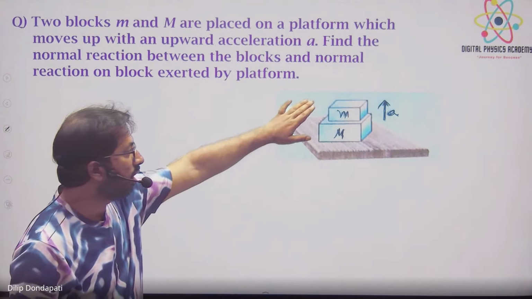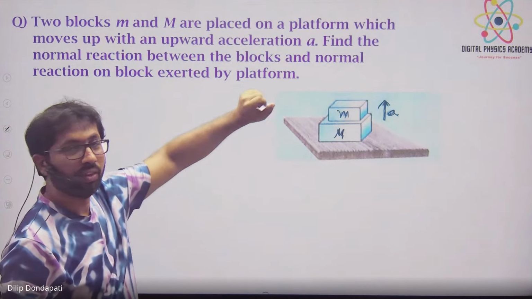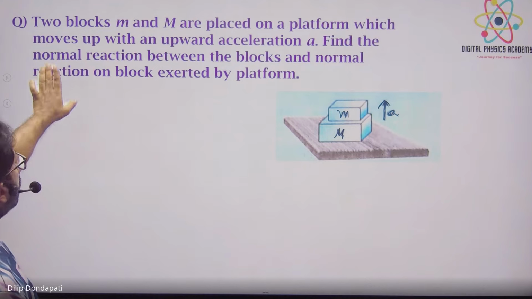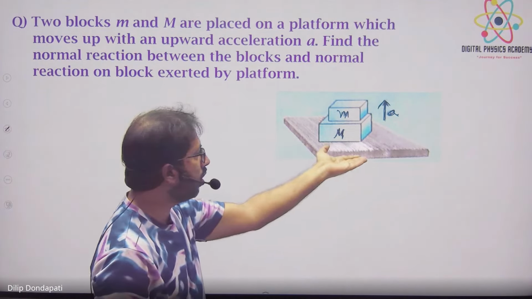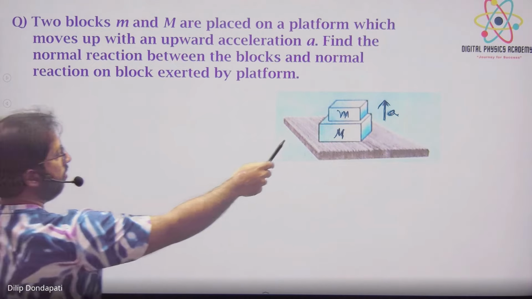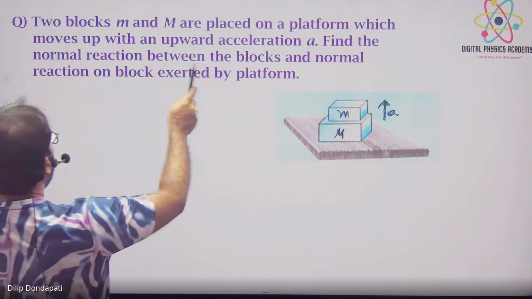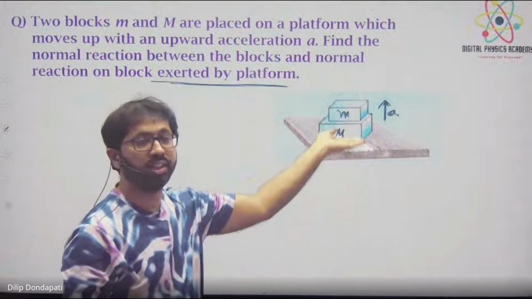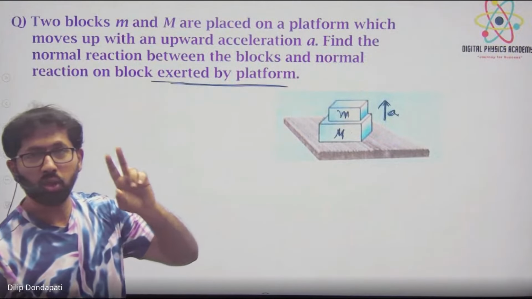Capital M, small m is moving with acceleration a. Now the platform moves up with acceleration a. Find the normal reaction between the blocks, and the normal reaction exerted by the platform. Two normal reactions I'm asking.